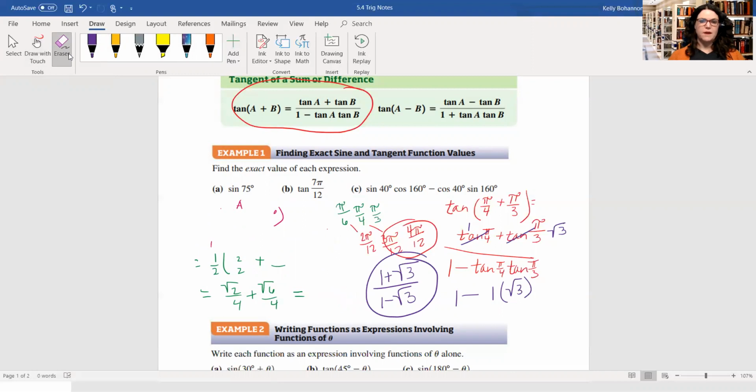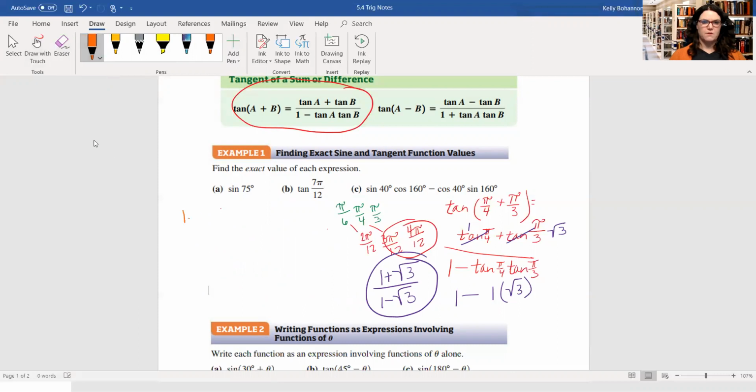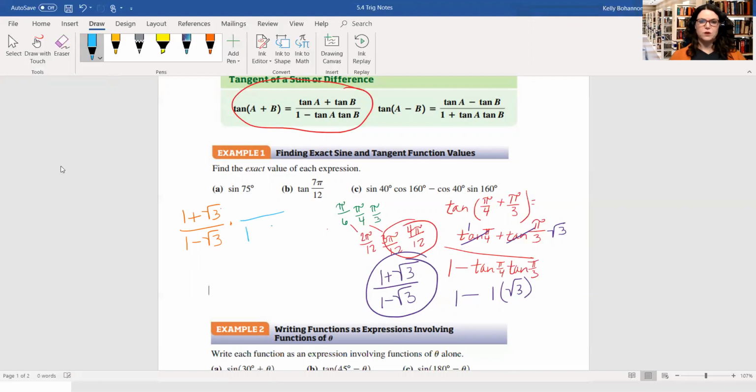Okay, so now a reminder on how you're going to rationalize something that is a binomial on the bottom. In order to rationalize this binomial, we're going to multiply it by its conjugate. So I'm going to rewrite it over here so you can see it better. I have 1 plus the square root of 3 over 1 minus the square root of 3. To rationalize, we're going to multiply by the conjugate of the denominator. The conjugate is the same two terms with the opposite sign in the middle.